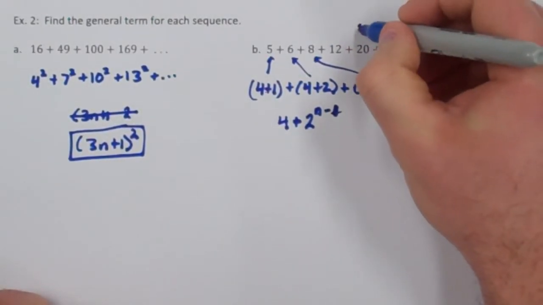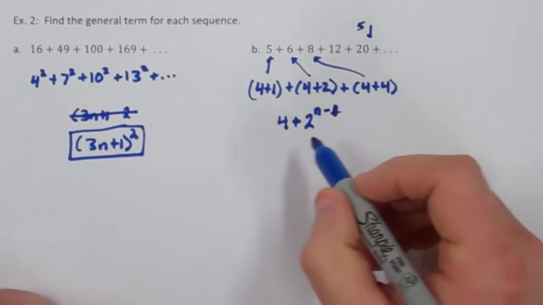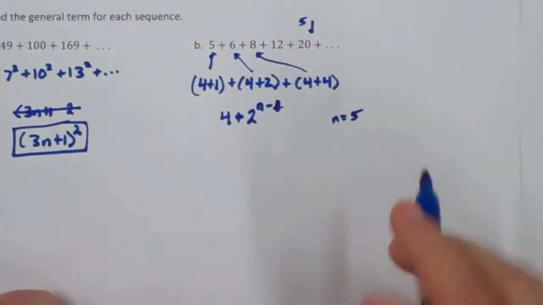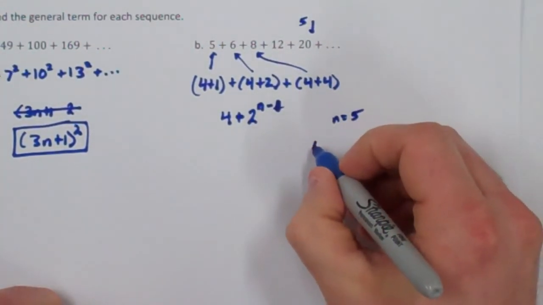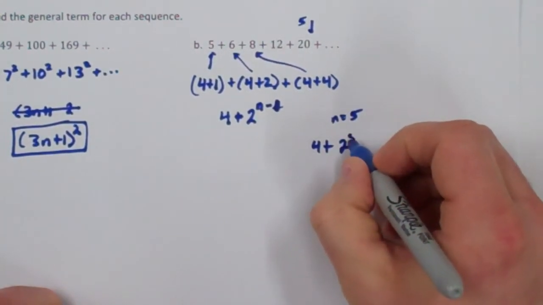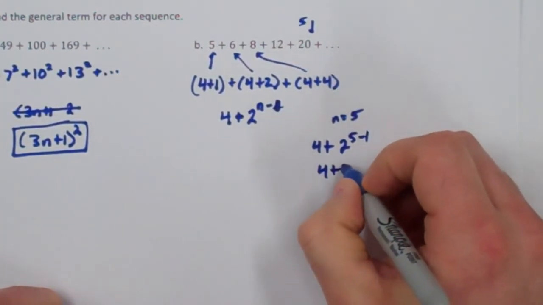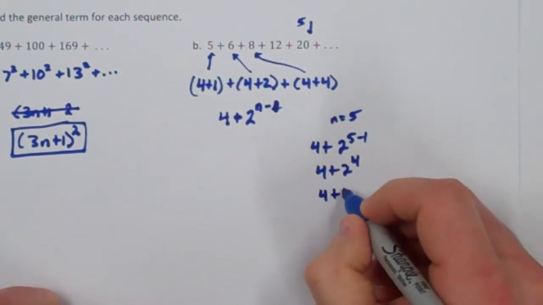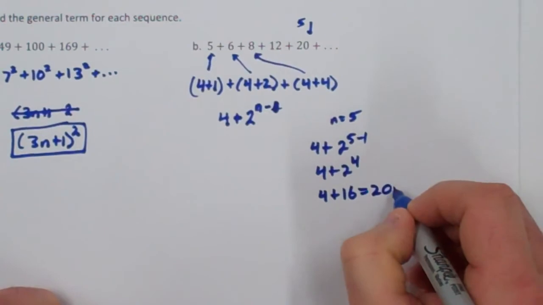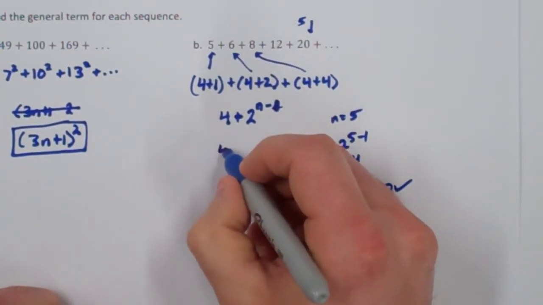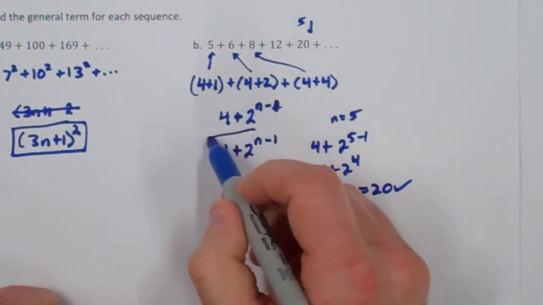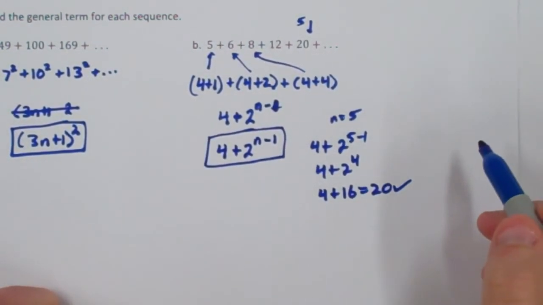Does it work for the fifth term? I hope it does. The fifth term, where n is 5, that would be, let's see here, 4 plus 2 to the 5 minus 1, or 4 plus 2 to the 4th, and 2 to the 4th is 16, so that's 20. So it does check out. So I'll rewrite this for you and make it a little bit nicer: 4 plus 2 to the n minus 1 power.